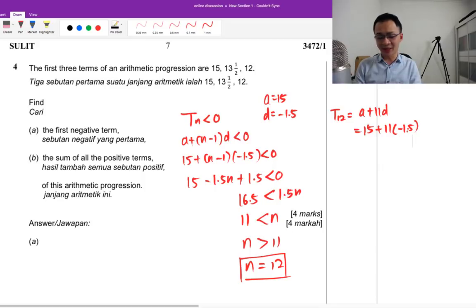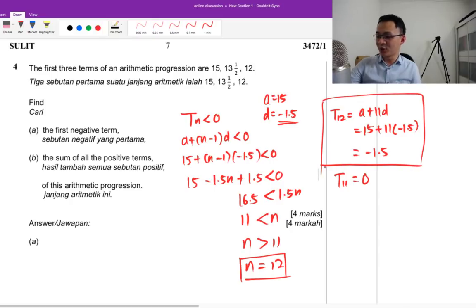The checking process is unnecessary in SPM. So I will get negative 1.5, which is just 9. So because the 12th term I get negative 1.5, I know the 11th term actually got 0. Because what? Because D keeps on minus 1.5, isn't it? So yeah, therefore I know. Oh, the question actually asks us to find the first negative term, right? So the first negative term will be negative 1.5. Alright, so it's just negative 1.5. Then this one is necessary.